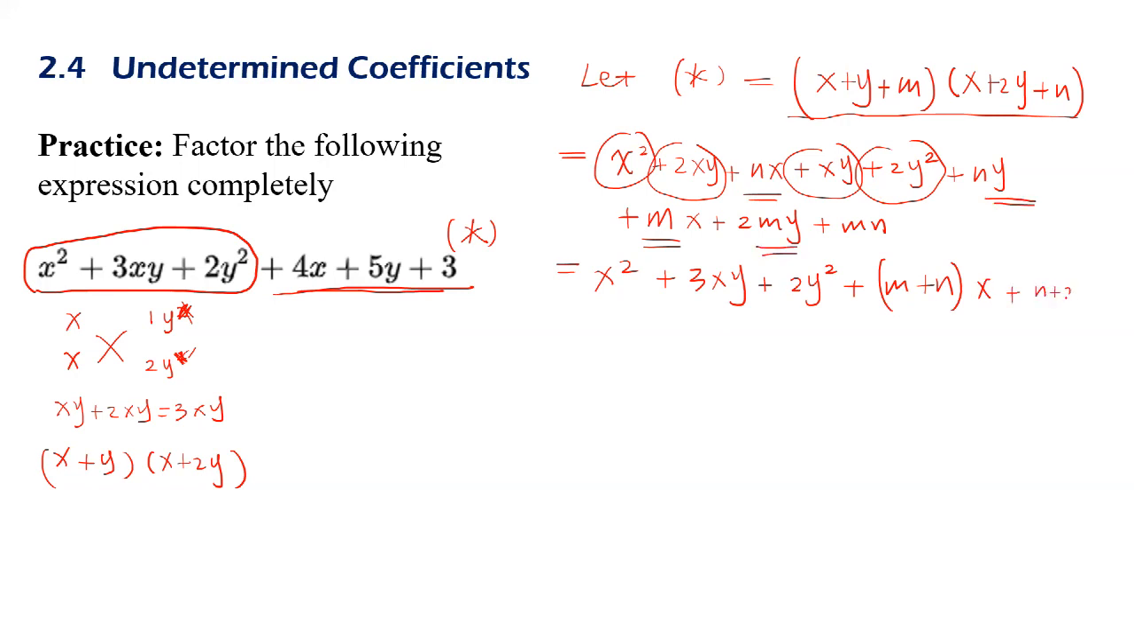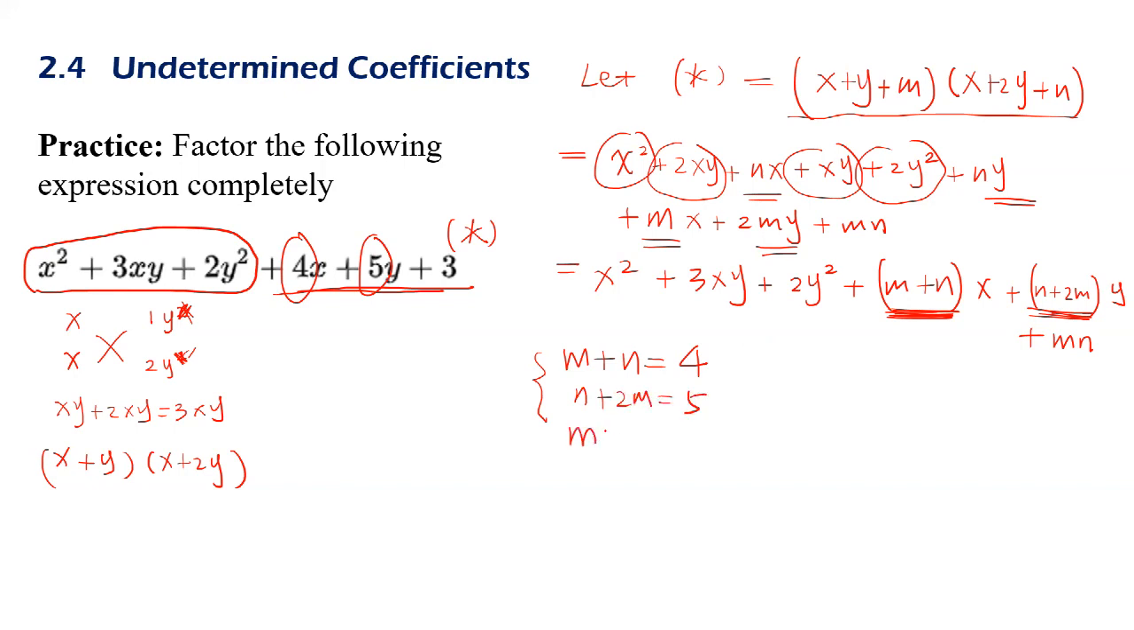Plus n plus 2m times y, and plus m times n, right? So we need to ensure that the coefficient here is exactly the same as this one. So m plus n is 4. And the coefficient here is the same as this one: n plus 2m is 5, right? And also we need to ensure the coefficient here matches. mn is 3, right? So by solving the first two equations, we can get actually m is 1, right?